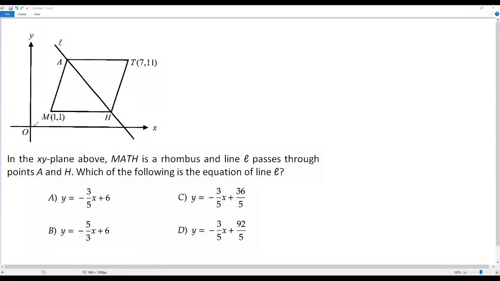Here we have a SAT math question. Okay, let's go to the problem. In the xy plane above, MATH is a rhombus and line L passes through the points A and H. Which of the following is the equation of line L?